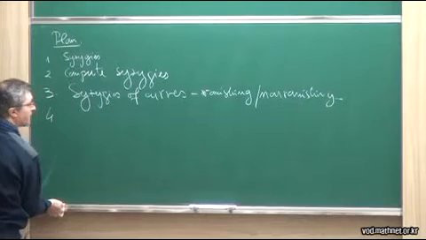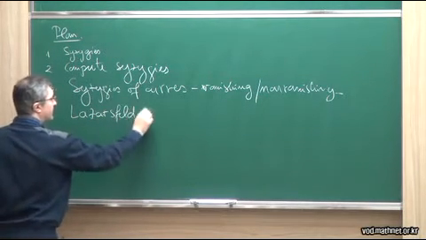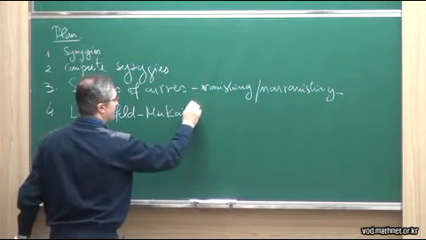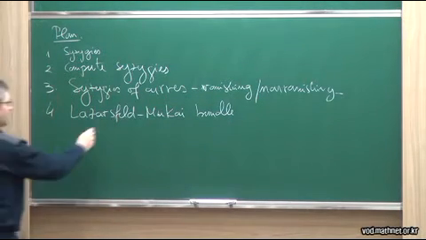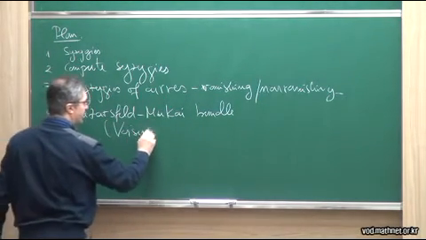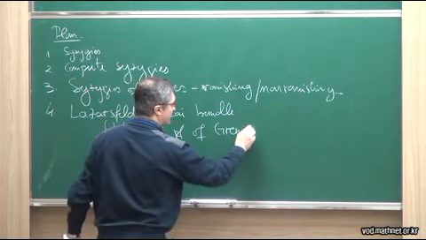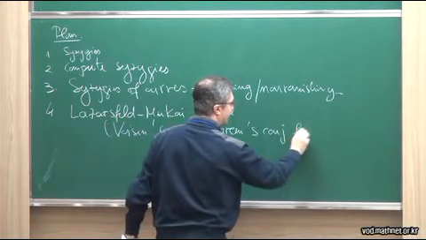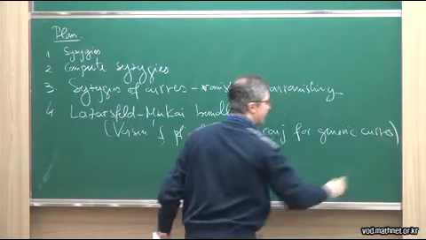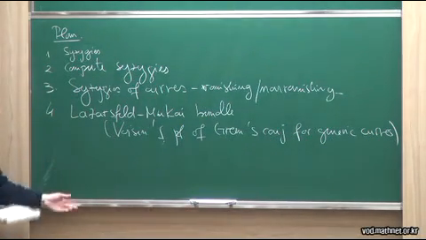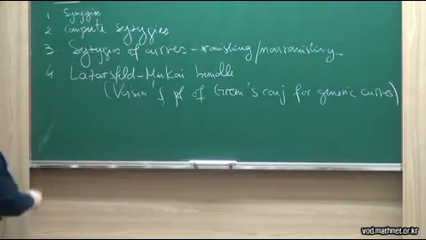Then the fourth part will be about Lazarsfeld-Mukai bundles and their role in Voisin's proof of Green's conjecture for generic curves, which is at the moment the only correct proof for Green's conjecture for generic curves.